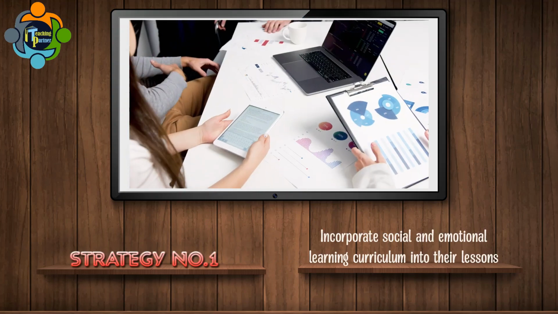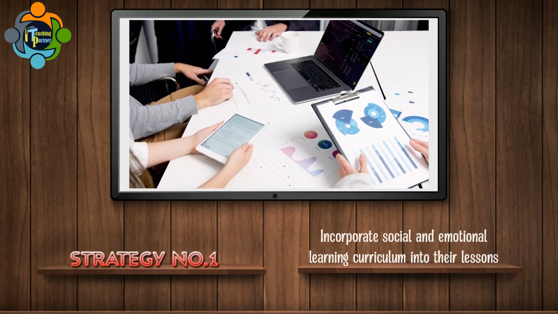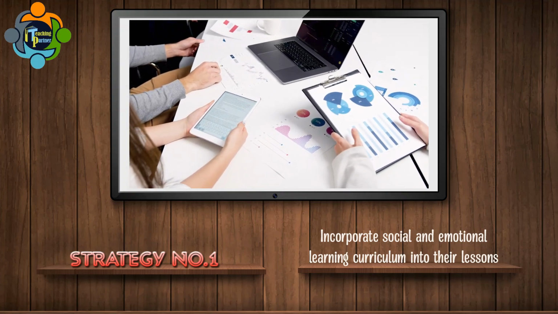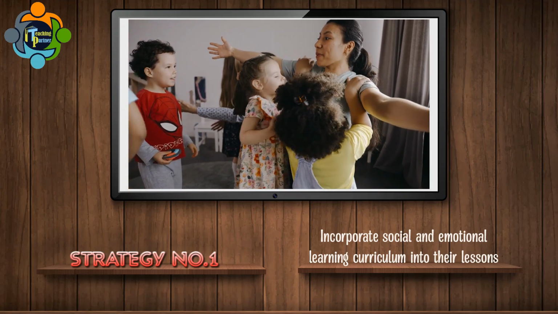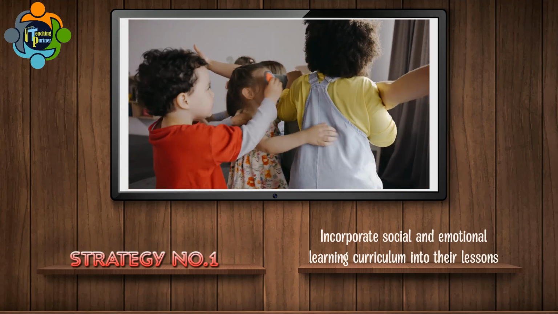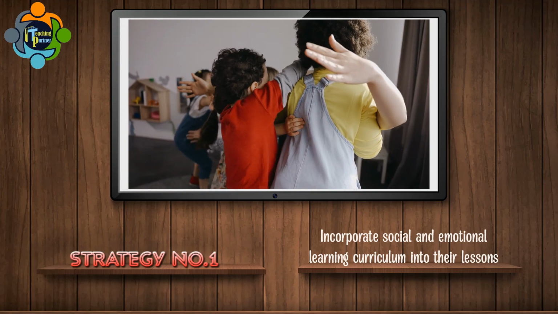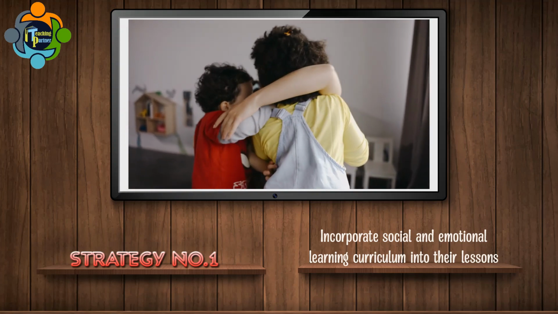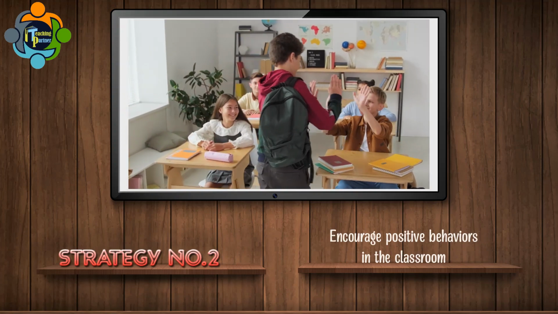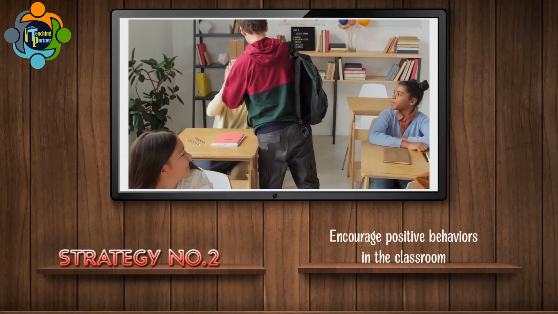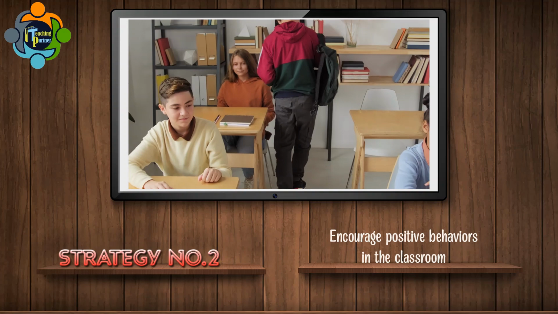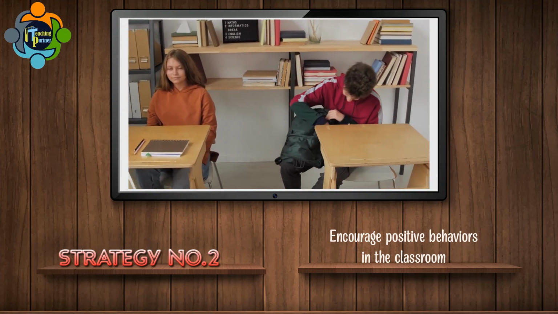Let's talk about some of the specific strategies that teachers can use to promote emotional and social learning. One of the most effective strategies is to incorporate social and emotional learning curriculum into their lessons. This might include activities that help students to develop empathy, communication skills, and conflict resolution skills. Another strategy is to encourage positive behaviors in the classroom. This might mean praising students for demonstrating kindness, generosity, and other positive traits.